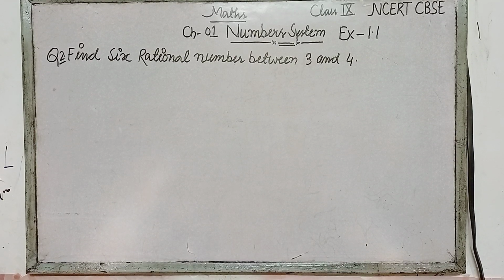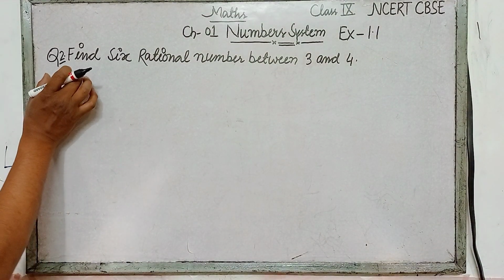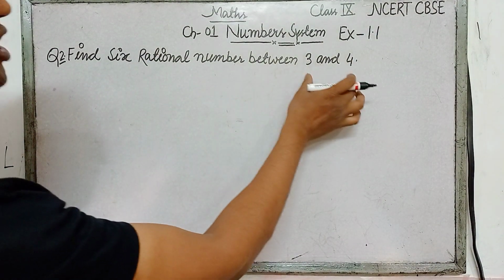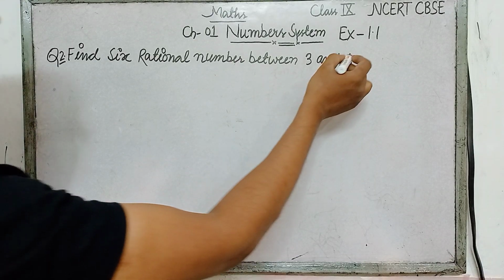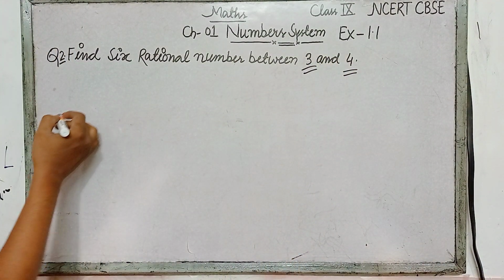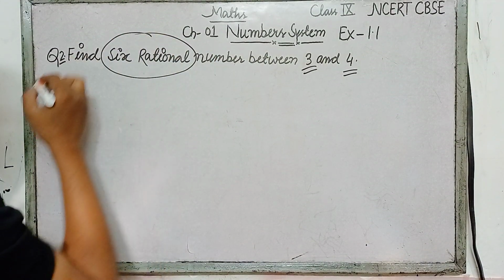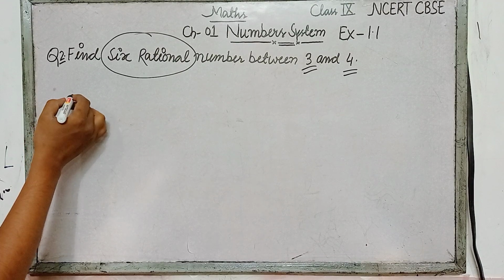Today we will study Maths Class 9, Chapter 1, Number System, Exercise 1.1. Now, our question 2: find 6 rational numbers between 3 and 4. Here we are given two numbers, that is 3 and 4. We need to find 6 rational numbers. How can we find them?